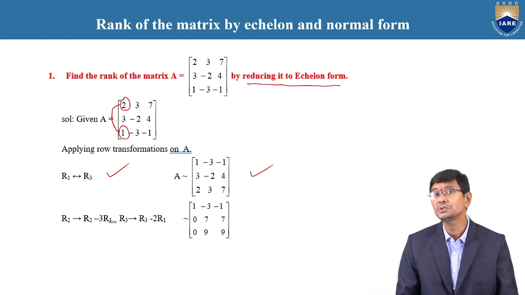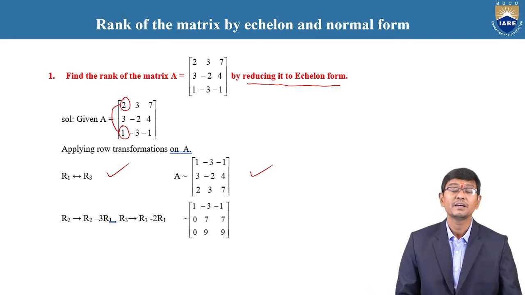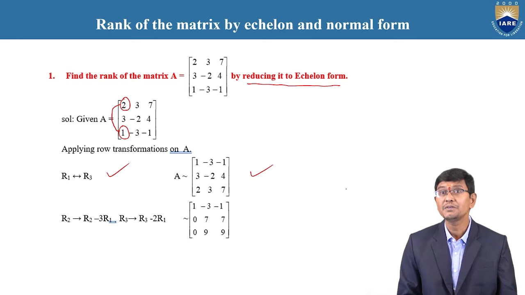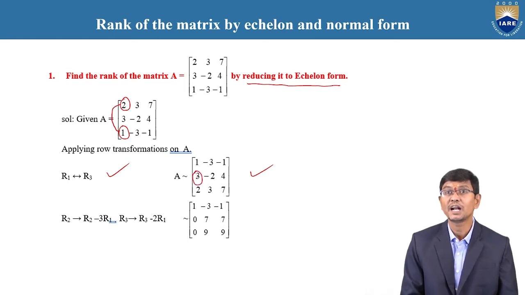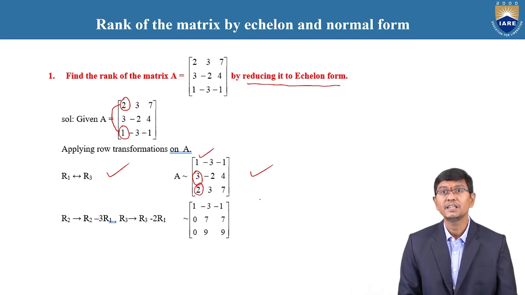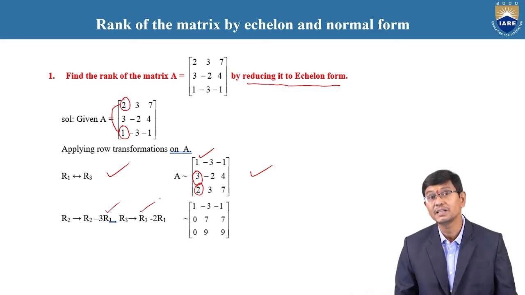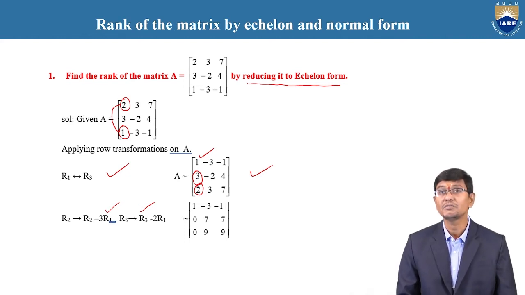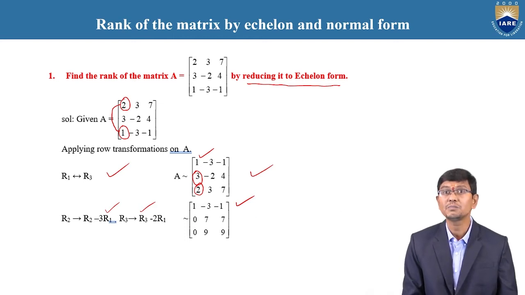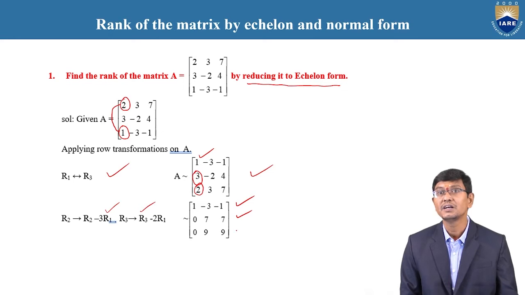Now we need to reduce it to echelon form with the help of the first element, the 1 value. We need to reduce the 3 to 0 as well as the 2 to 0 using the 1 value. Therefore, with the help of R1, we apply R2 minus 3R1 and R3 minus 2R1. The first row has no change, 1 -3 -1, and the second row by applying R2 minus 3R1 changes to 0 7 7, and similarly the third row changes from 2 3 7 to 0 9 9.